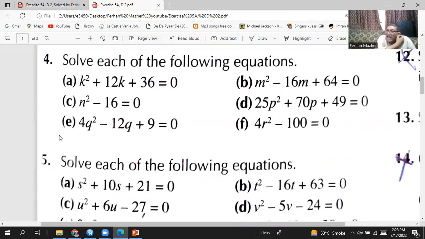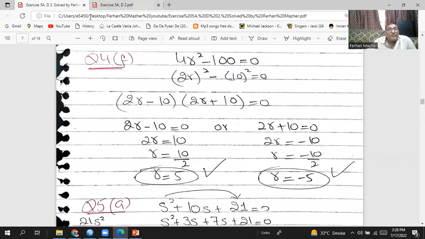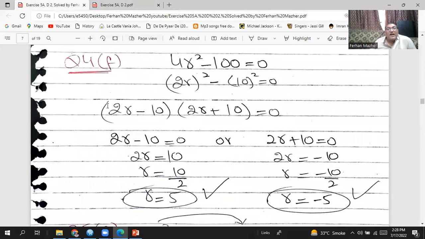Okay, so we are going to the F part. It is 4r square minus 100. 4r square is a perfect square. 100 is also a perfect square. So 4r square can be written as 4r whole square, and 100 can be written as 10 square.